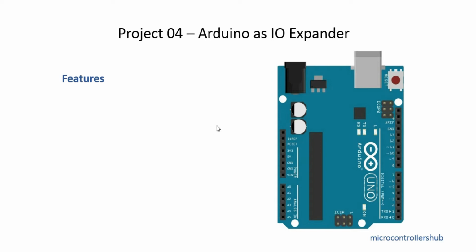So in this video, we are going to solve this problem by using Arduino as an I/O expander, which allows digital I/O as well as analog PWM I/O pin expansion with very negligible cost. So without wasting time, let's get started.